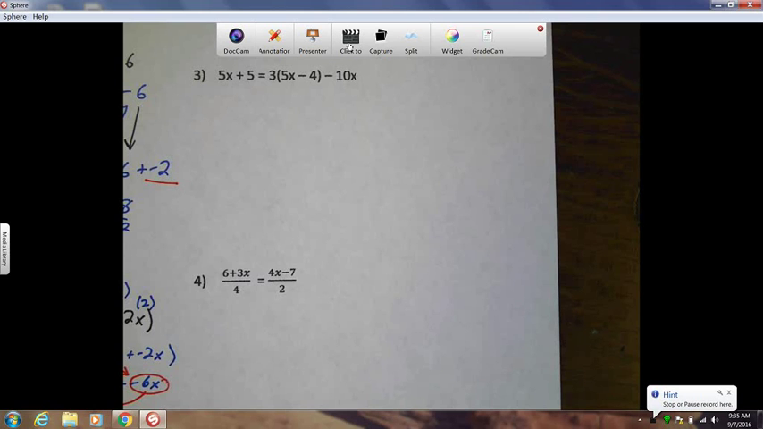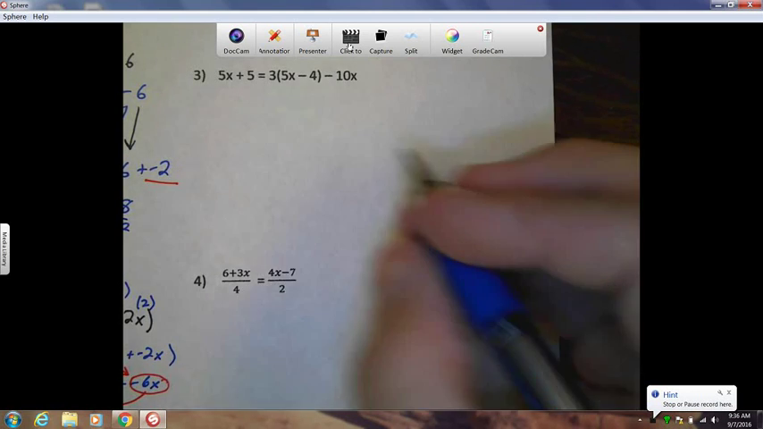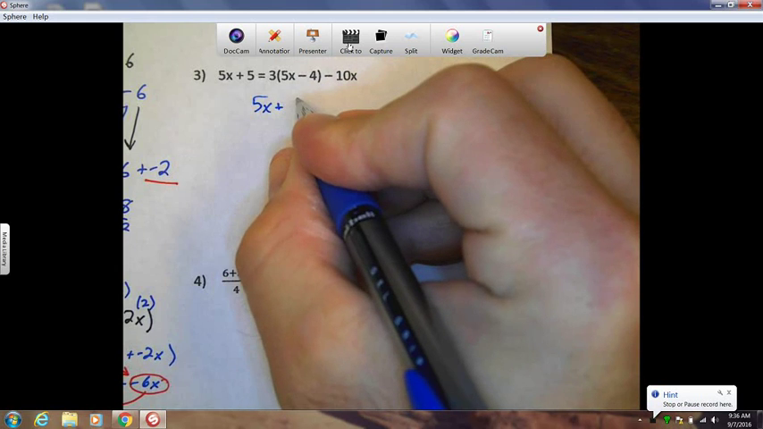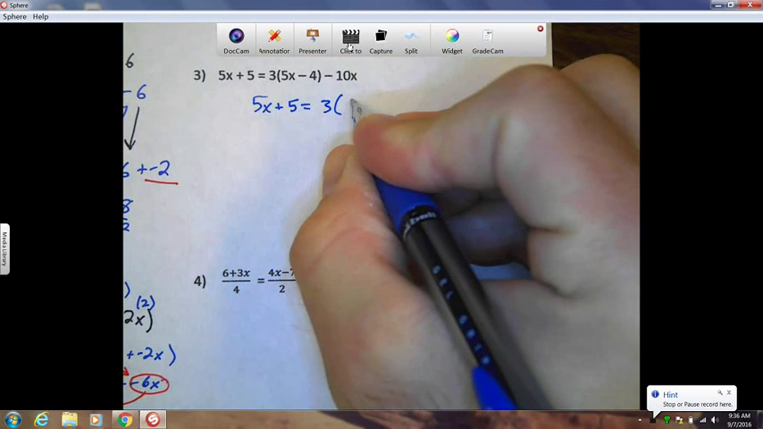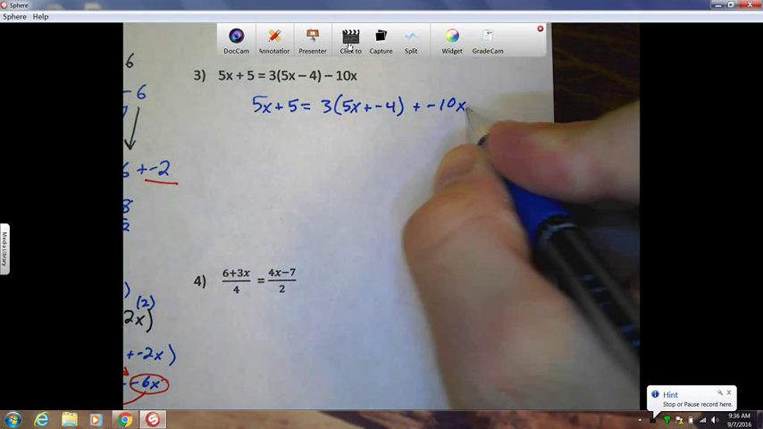This is variables on each side part 2. So we're looking at number 3 right here. First thing I'm going to do is rewrite it using addition to the opposite. So you should know that I'm going to do that now because it can really help solve problems. It takes away some questions.